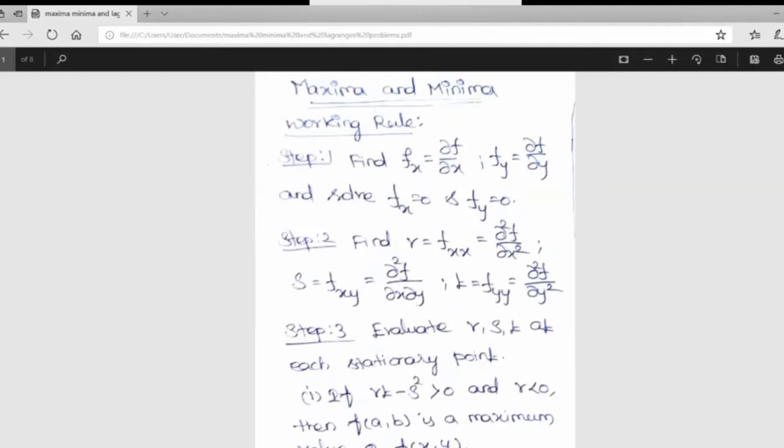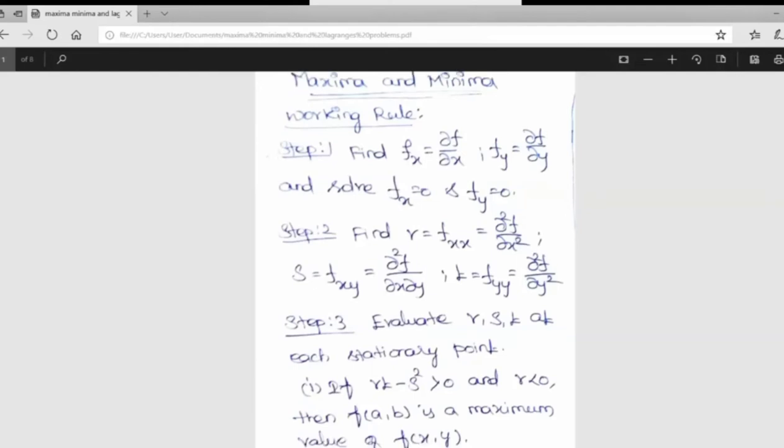First, we have to find fx. fx is nothing but dou f by dou x. That is, we have to differentiate our function partially with respect to x. Similarly, fy means differentiate the function partially with respect to y. And then you have to equate both fx and fy to 0. On equating, you will get the values of x and y.